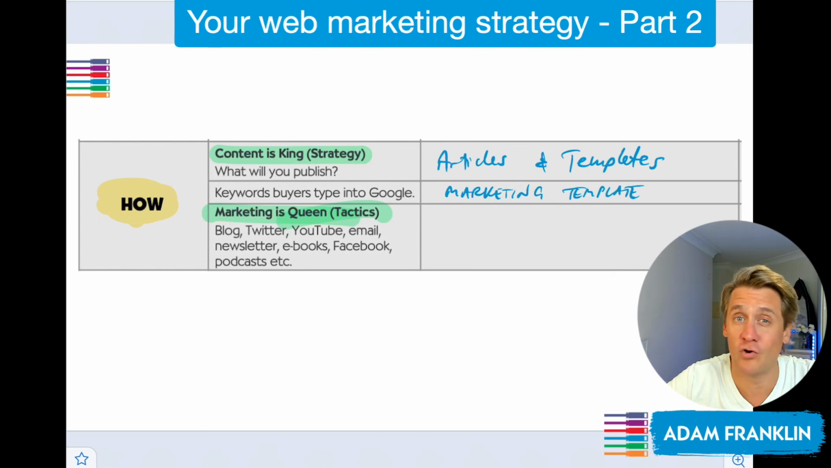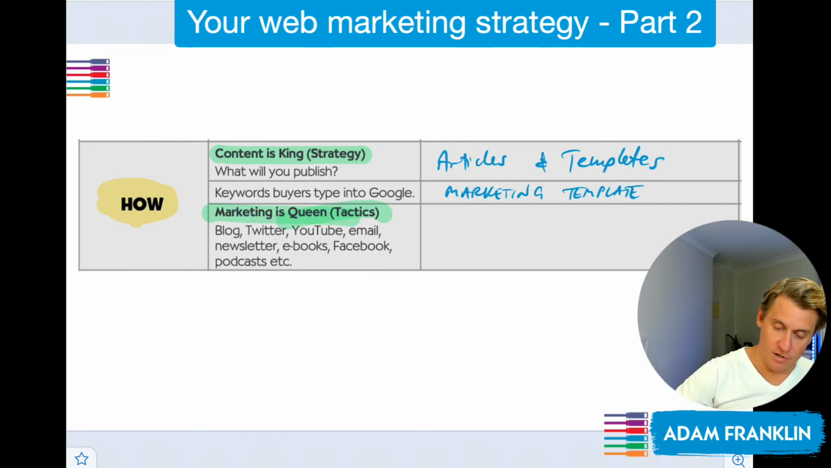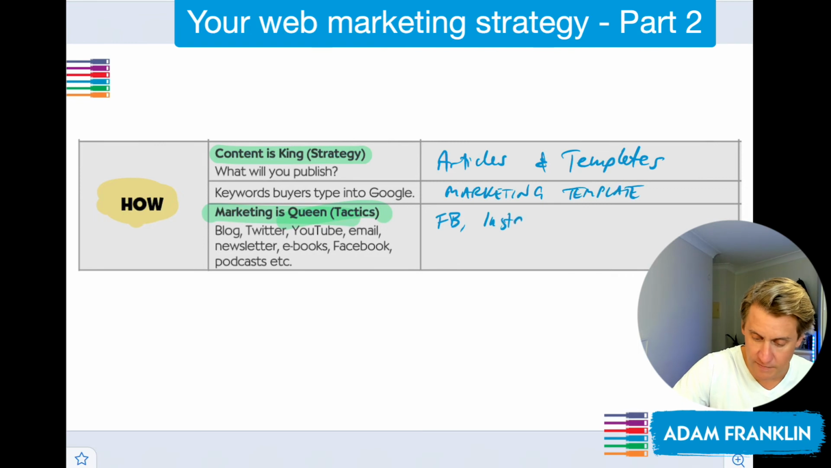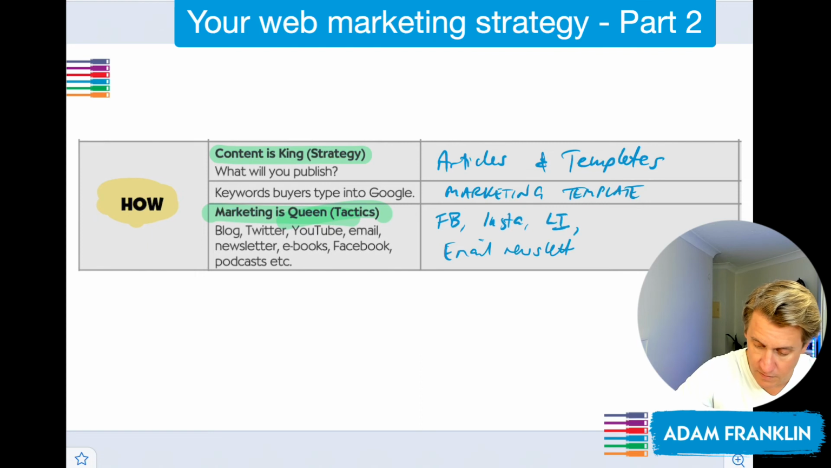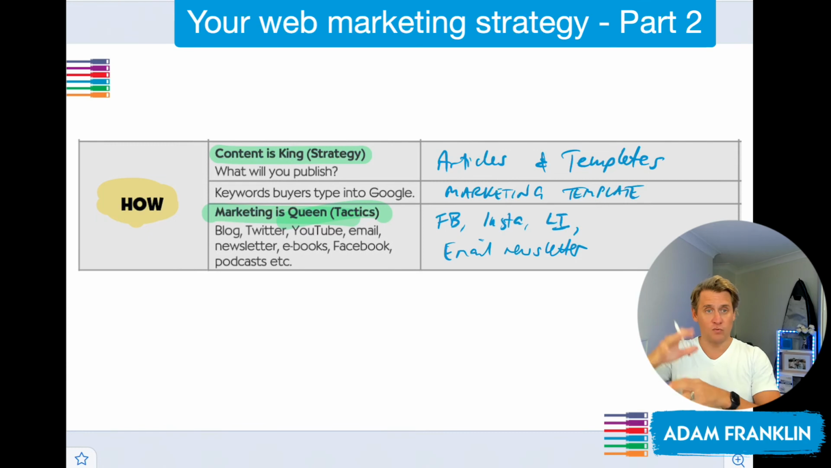So I want you to think about what your ideal buyer will be typing into Google, and then what are the tactics that we're going to employ here. So where am I going to put my articles and templates? Well, I'm going to put them onto Facebook. I might even post them on Instagram. I'm going to post my articles on LinkedIn as posts, as articles, as a newsletter, and I'm also going to send a regular email newsletter. So that is an example of the tactics tying in with the strategy.